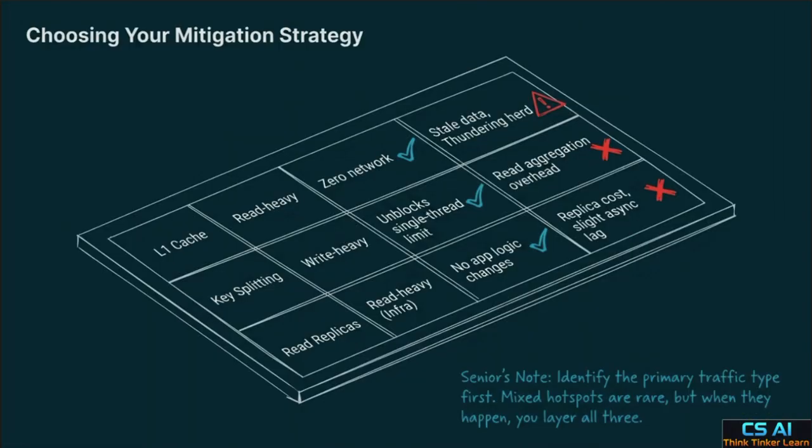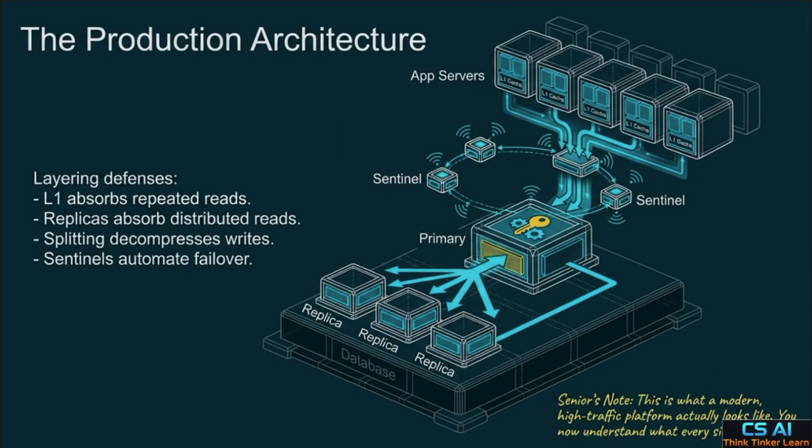Use this mitigation strategy matrix to choose your approach. Identify your primary traffic type, read heavy or write heavy, and layer your defenses accordingly. Mixed hotspots are rare, but when they happen, senior engineers know how to layer L1 caching, key splitting, and read replicas together. This is the production architecture.